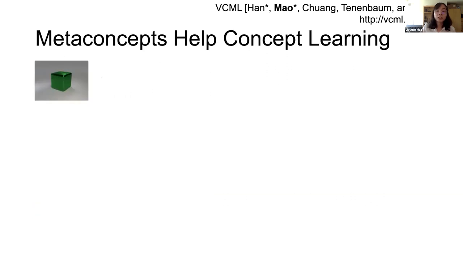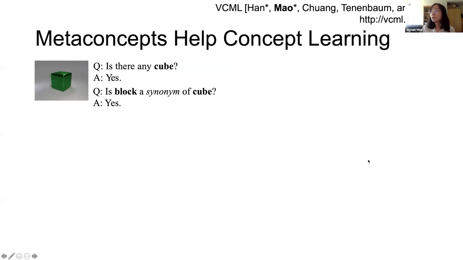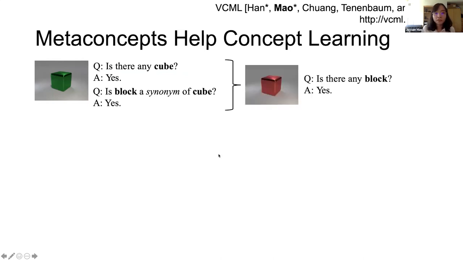The other direction is even more interesting. Looking at this image and the corresponding question, is there any cube? The answer is yes. And if I also tell you block is a synonym of cube, based on these two pieces of knowledge, can you answer the following question? Is there any block? Suppose that you have never seen any visual instance associated with the concept block, you can still understand the answer by connecting this new concept block to another concept, cube, that you have already learned before based on your visual experience.